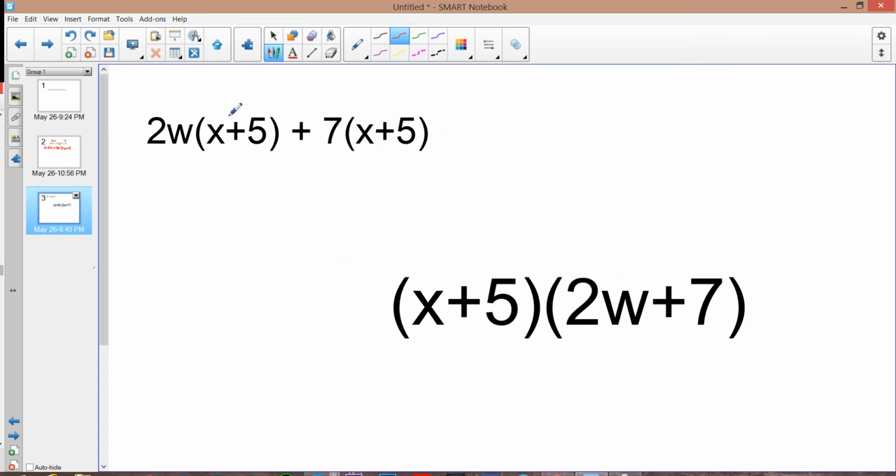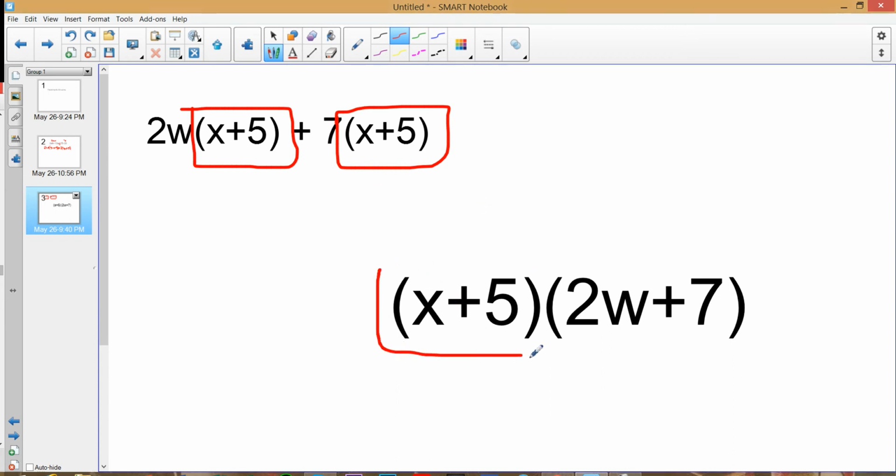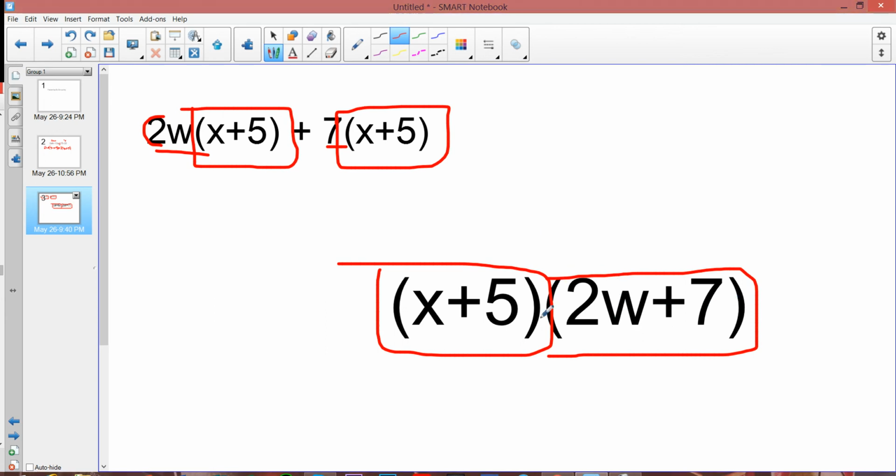So looking here, we have the x plus 5 and the x plus 5, and just like before, how we showed it, you can factor by grouping. So you take that out of both of these terms, and you're left with the x plus 5 times 2w plus 7, because 2w here and 7 here was left behind, and that's what you put in brackets. So that's how you factor by grouping.